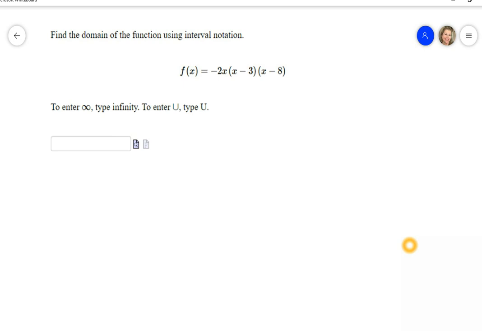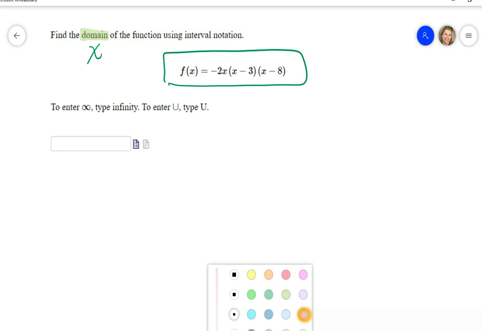All right, for this problem, they want you to find the domain of the function. And the domain can be anything that x is. Now, when I look at my function over here, f of x is equal to blah, blah, blah, it probably looks like a mess. So if you were to simplify it, I would start by taking, let me get another highlighter here.